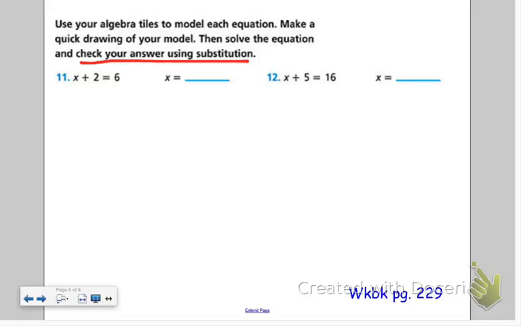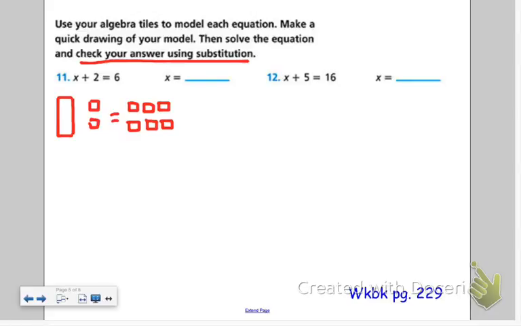So let's see, number 11. For x, I'm going to use one long line to represent that big algebra tile. And then 2 small squares for the 2, and that's equal to 6. 1, 2, 3, 4, 5, 6. So there is my setup. I guess I can make this a rectangle. X plus 2 equals 6.